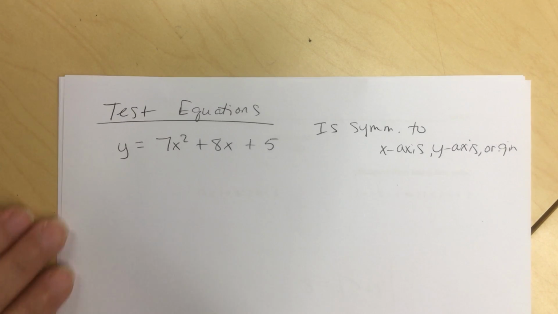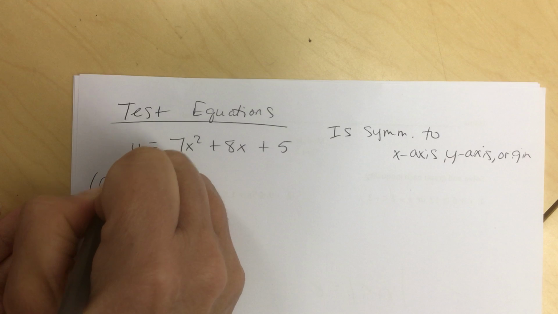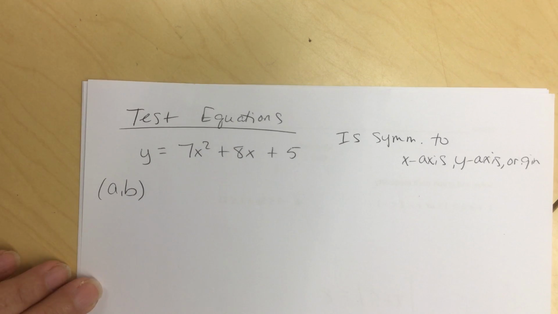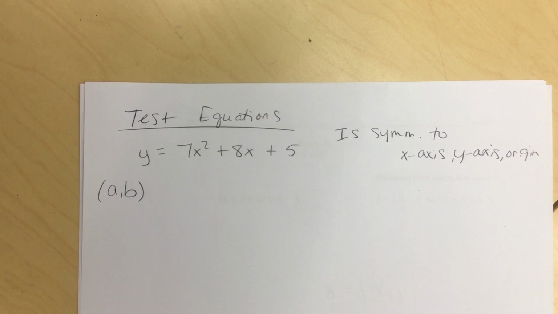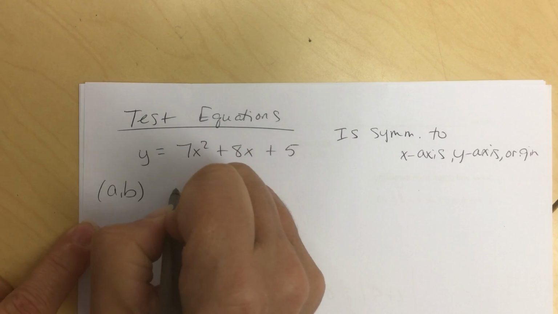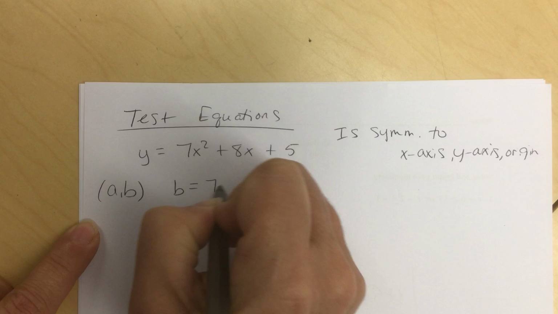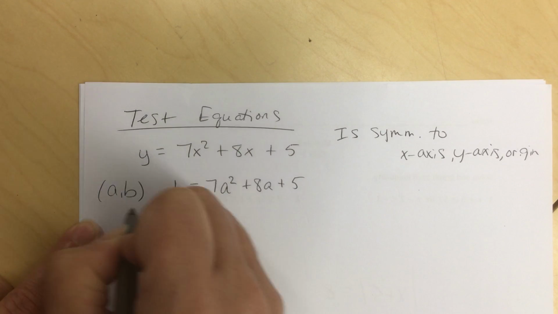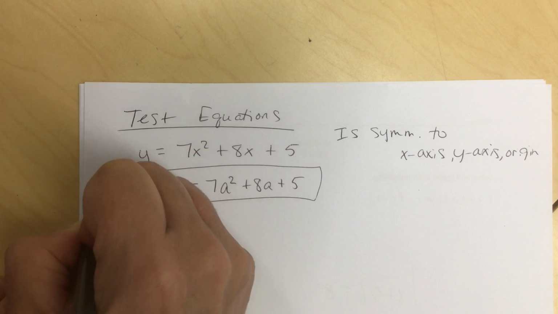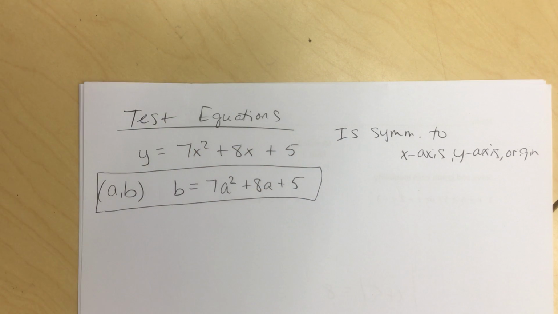So the first thing you do is plug in AB, because that's what we're always going to compare it to. You could, I suppose, find a number. I'll give you the more general way to do it with letters, but if that doesn't make sense to you, you can actually do it with ordered pairs, with the numbers. So if you do AB, then that means B is equal to 7A squared plus 8A plus 5. This is what we're always going to compare it back to and see if it works.